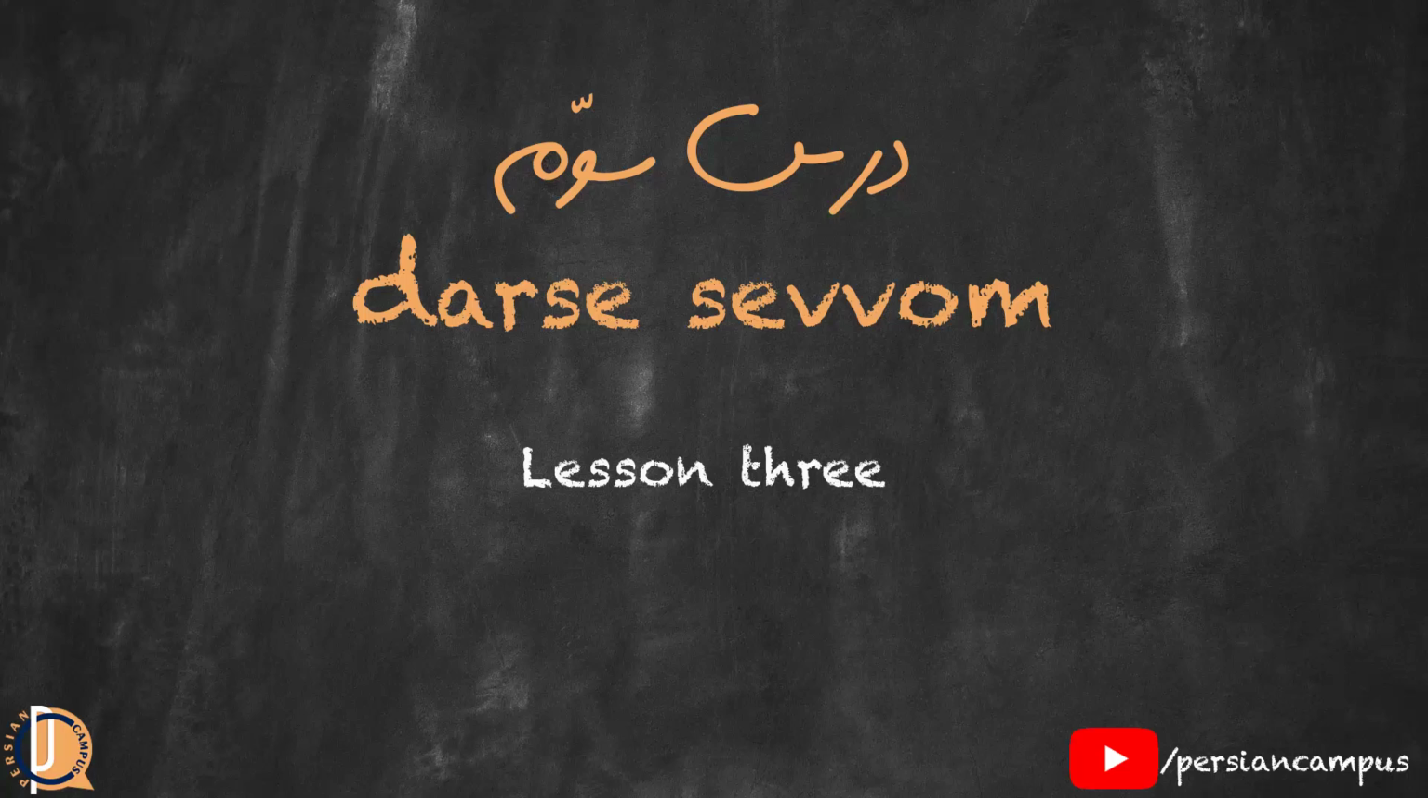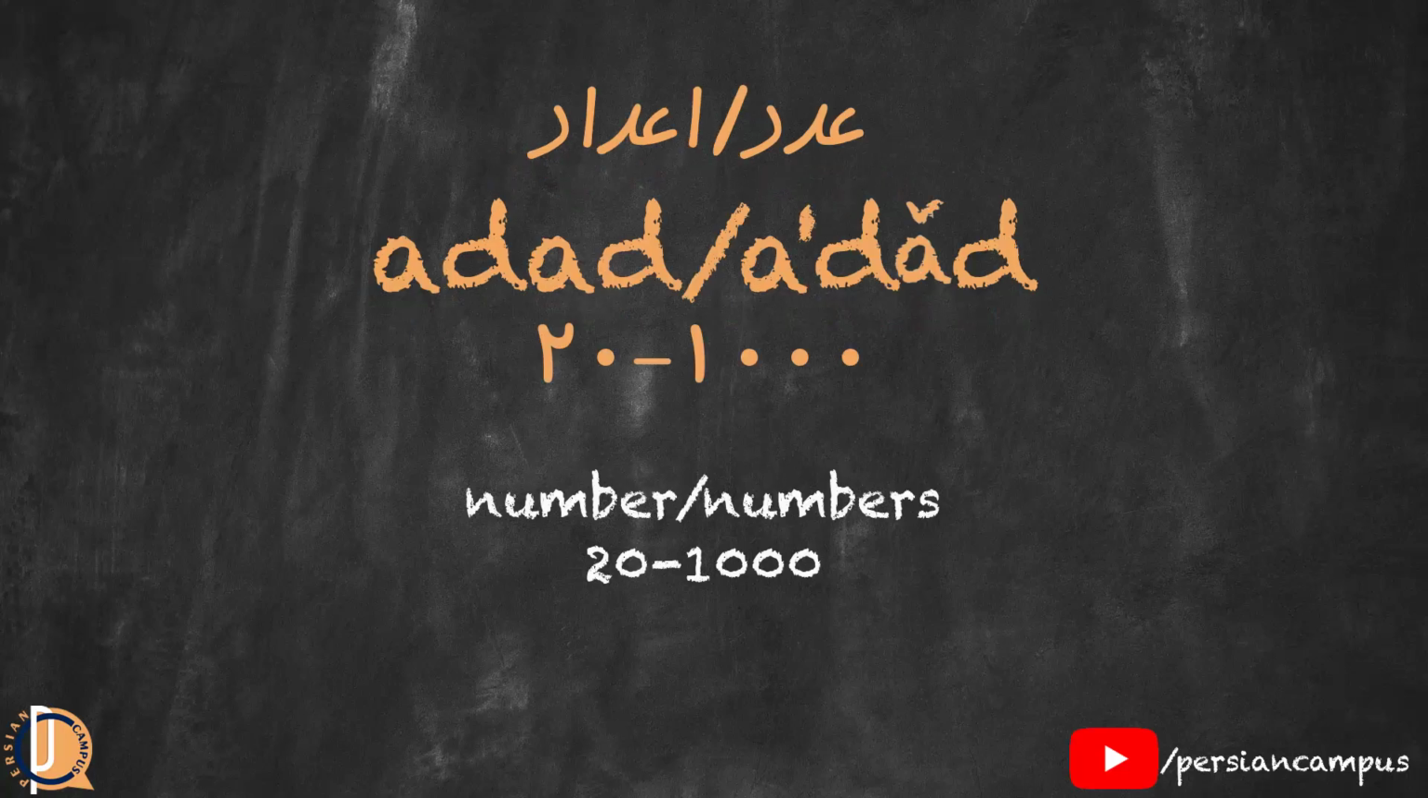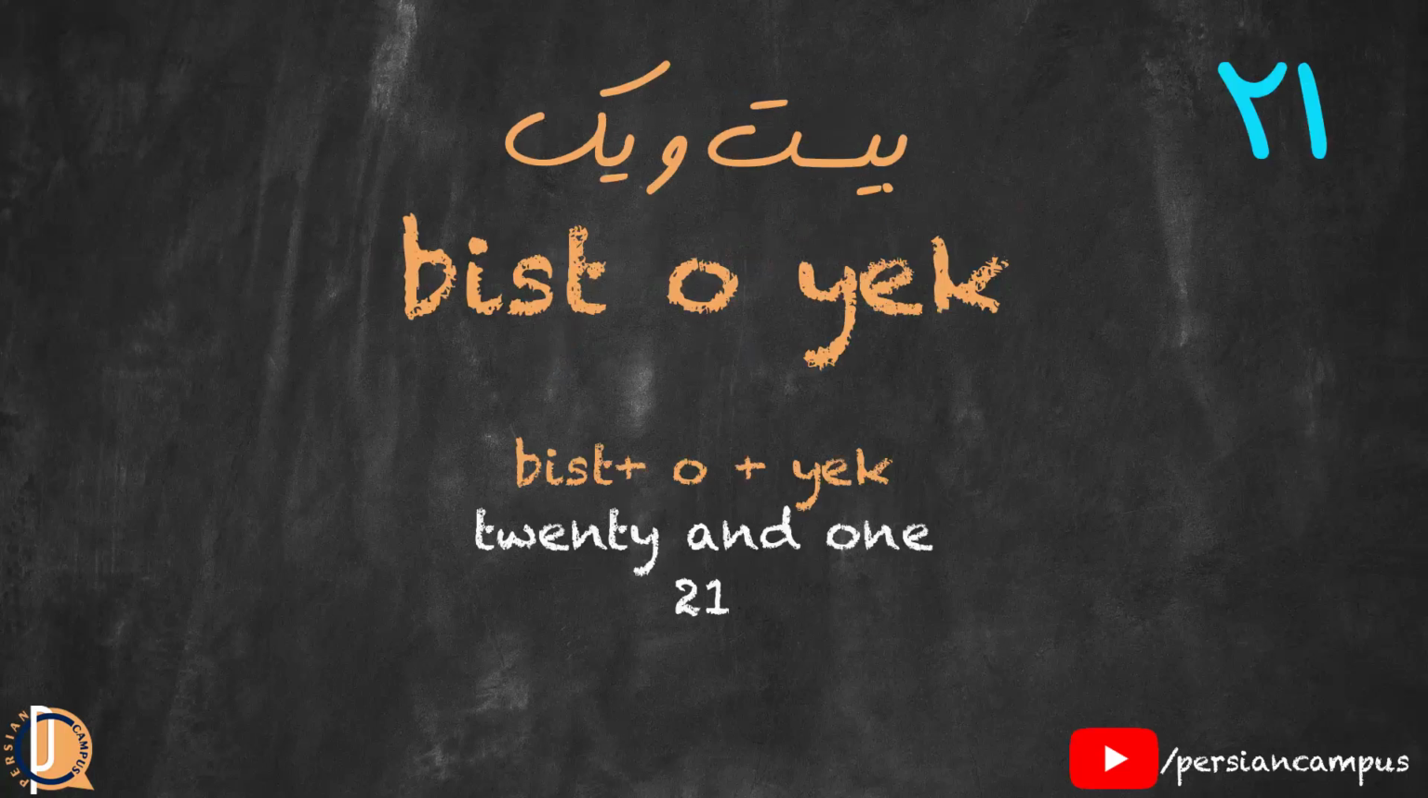Okay, now let's get to Lesson 3. Once again, Lesson 3. Numbers. The first number after 20 is 21.